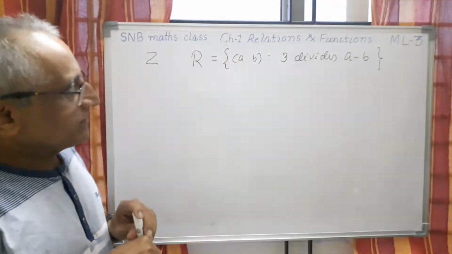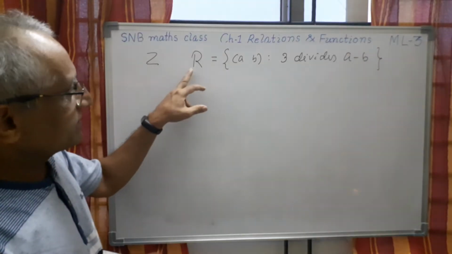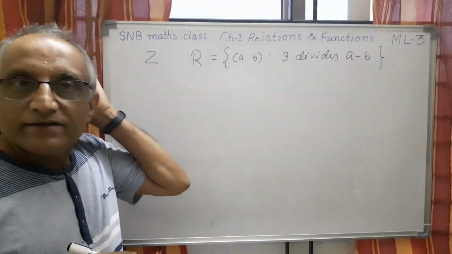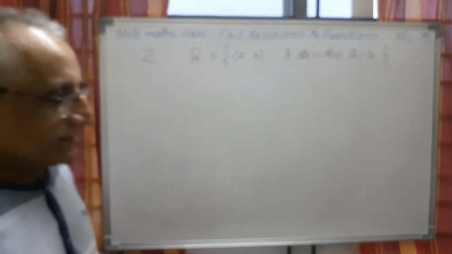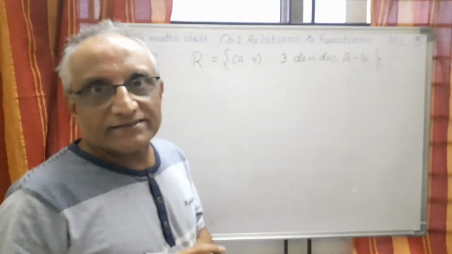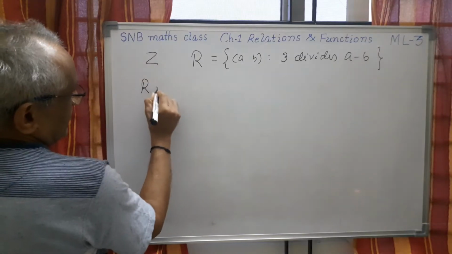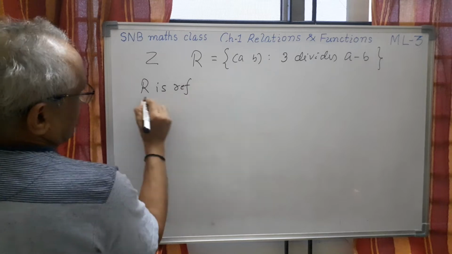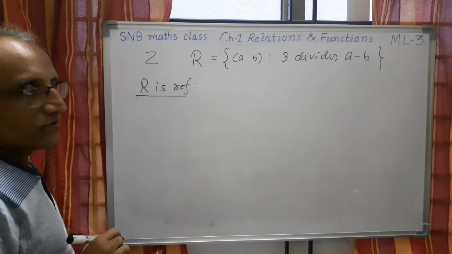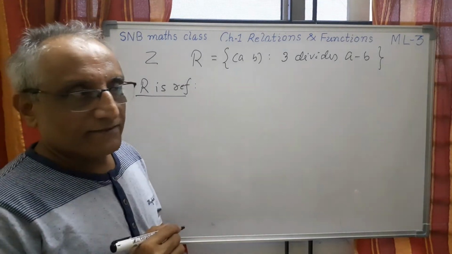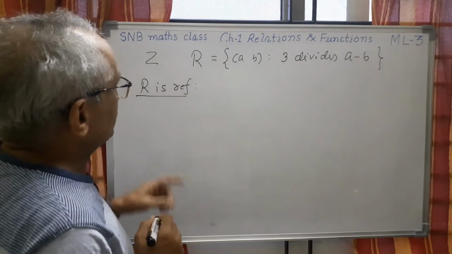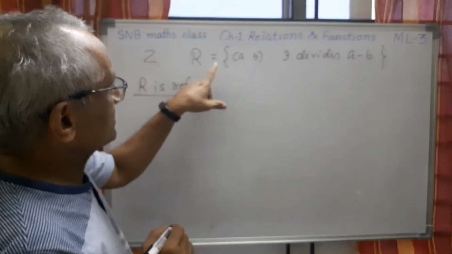This is the first thing. We can show that the given relation R is an equivalence relation, meaning I have to show it is reflexive, then I have to show it is symmetric, then we have to show it is transitive. So first one, R is reflexive. Now remember the definition. The definition says for every x in Z, (x, x) must be in R.